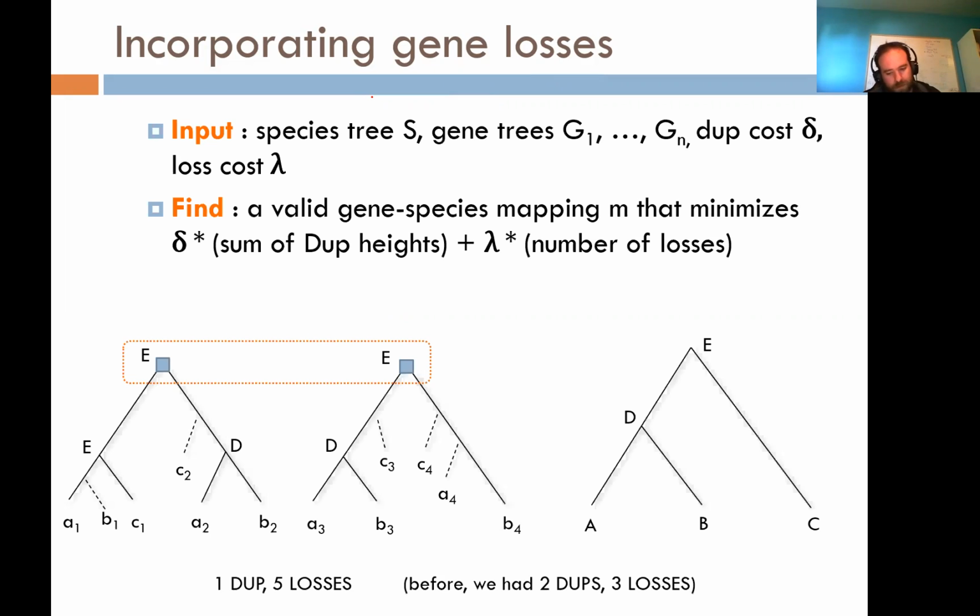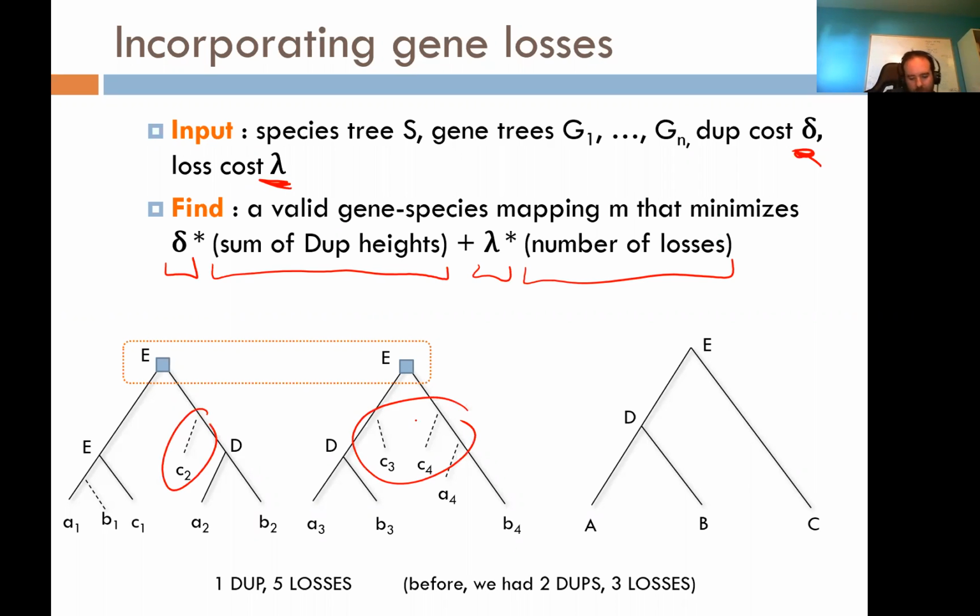Okay, so we propose this problem formulation where you have a duplication cost and a loss cost. Now you want to reconcile your gene trees such that you minimize delta times the sum of duplication heights plus lambda times the number of losses. Okay, so these count now. So you could have two scenarios, and depending on your cost of duplications and losses, you will prefer one over the other. Okay.